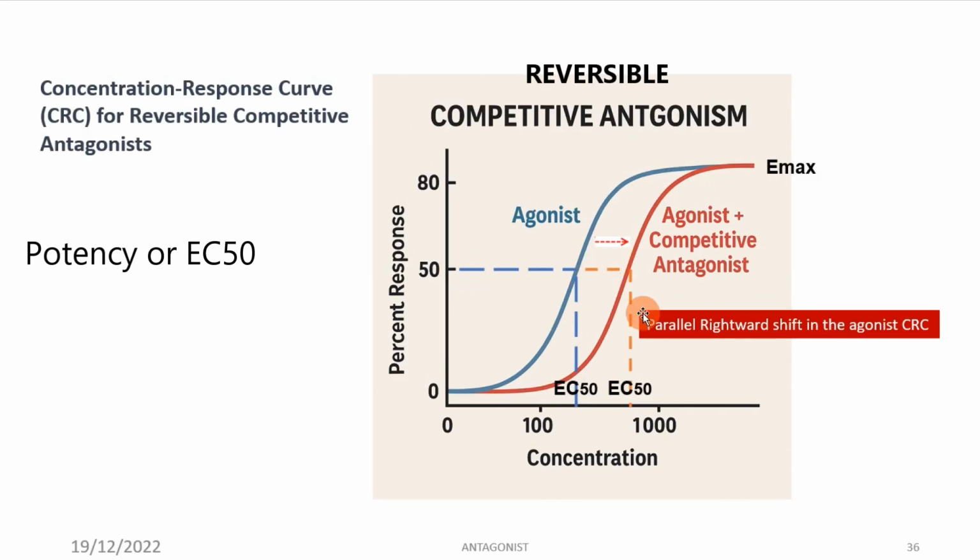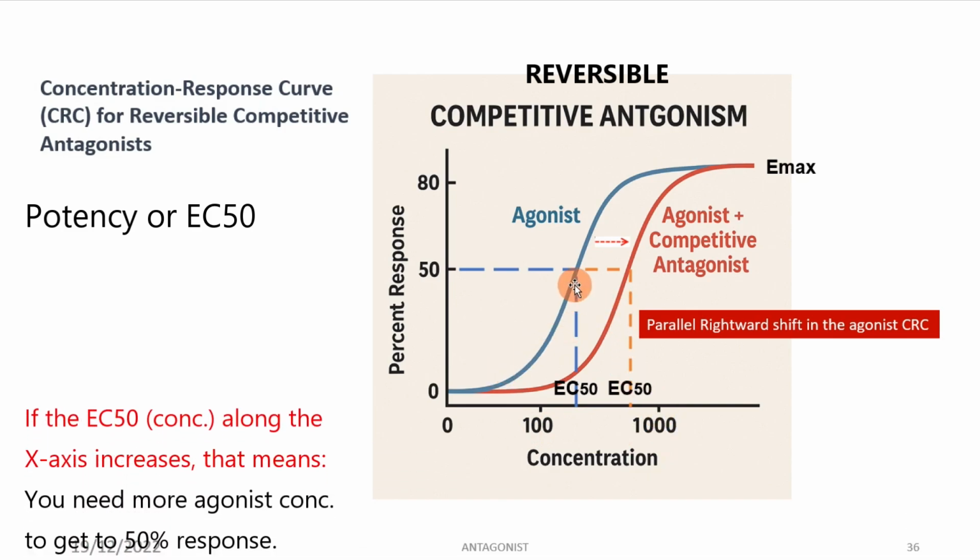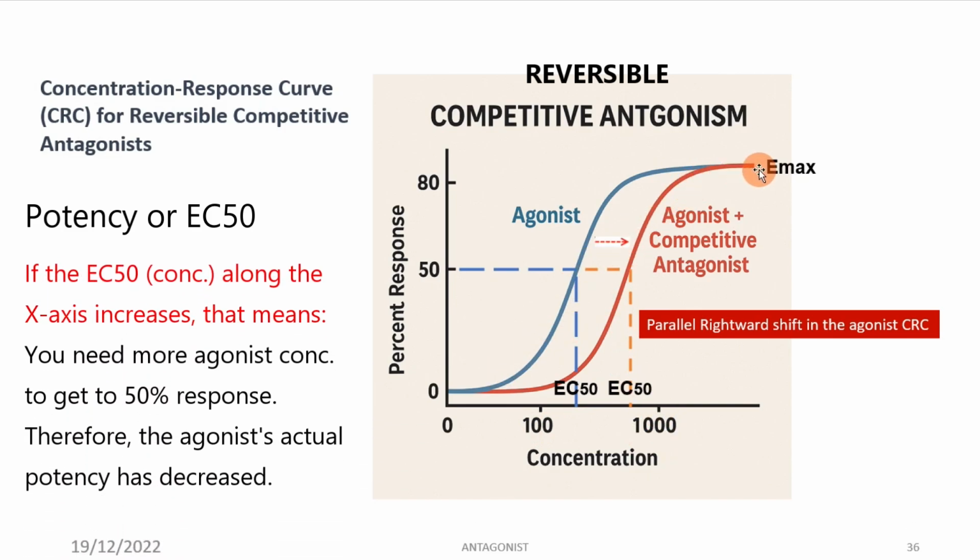But the EC50, which is the concentration needed for half the max effect, that increases. You need more key molecules to overcome the blocker. So the curve moves to the right but stays the same height, a parallel shift. The classic picture, yes. A rightward parallel shift.